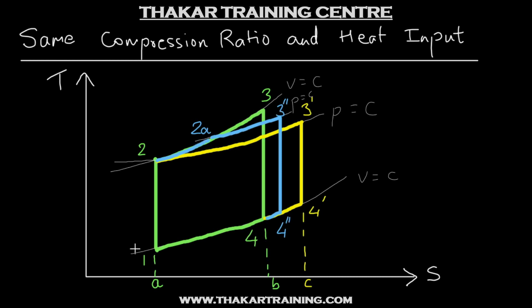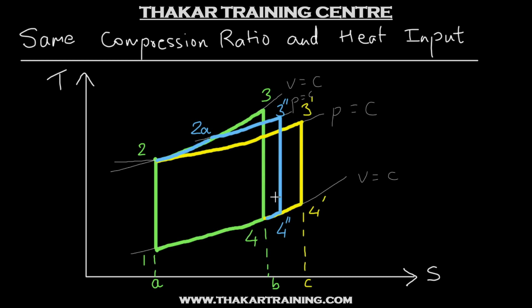So same compression ratio, the process 1 to 2 was identical for all the 3 cycles. Then what we did was first draw the Otto cycle. Now the condition says the heat input should be the same. So a dual cycle follows a process which is partially at constant volume, partially at constant pressure, whereas a diesel cycle follows a complete constant pressure heat addition process. To keep the area the same, the points 3, 3 dash and 3 double dash were adjusted so that the areas, or the heat input, is the same. And then we just completed the cycle by marking the expansion and heat rejection processes.